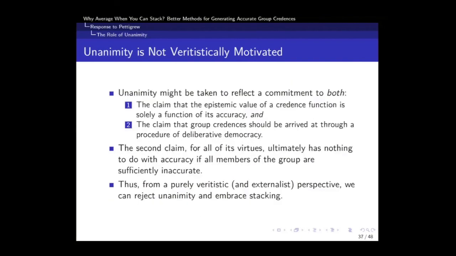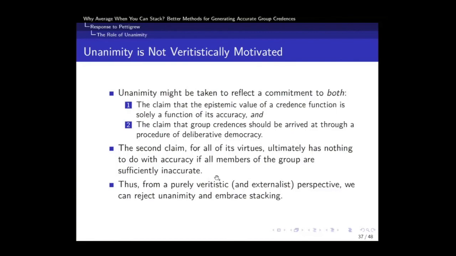And what I'm going to say in response is that ultimately I think unanimity is not veritistically motivated, right? So I think unanimity is a really good constraint on a group credence problem if you have a commitment to both the claim that the epistemic value of a credence function is solely a function of its accuracy, and that group credences should be arrived at through some procedure of deliberative democracy. There should be some process whereby when we come to the group credence, each individual can see themselves reflected to some degree in that group credence, or even weaker, at least some individuals can see themselves reflected to some degree in that group credence, right?